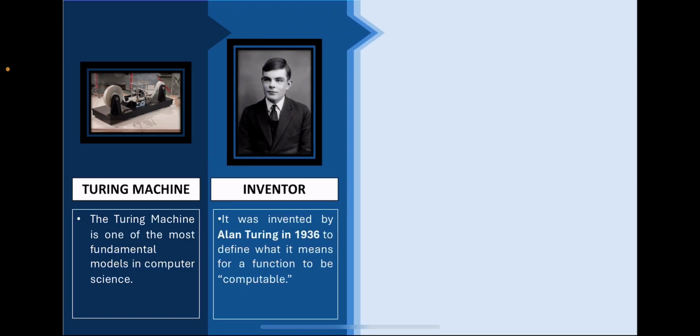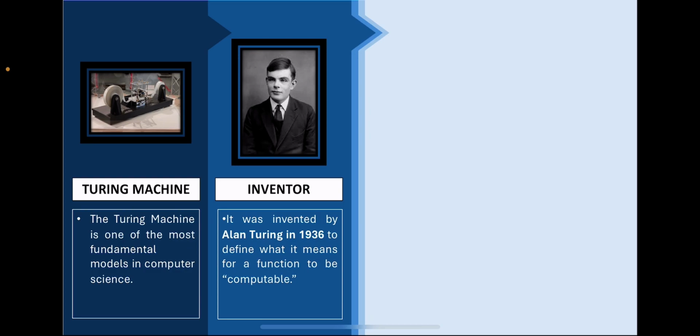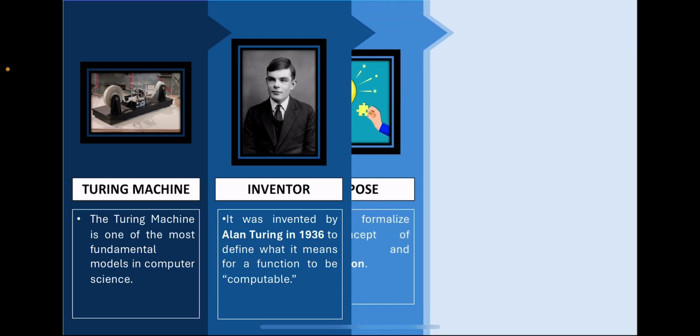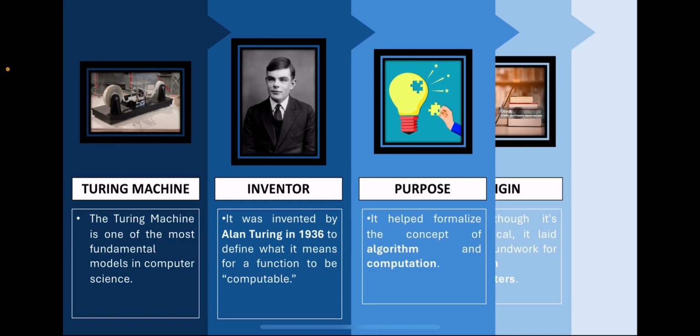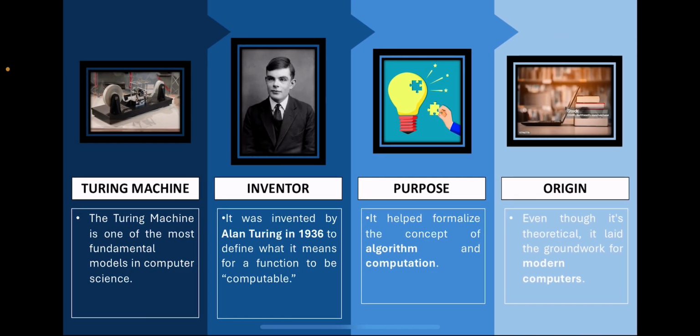The Turing machine is one of the most fundamental models in computer science. It was invented by the legendary computer scientist Alan Turing in 1936, whose work continues to influence modern computing even today. Its purpose was to define rigorously what functions are computable. It formalized the concept of algorithms and computation, providing a concrete foundation for computer science.